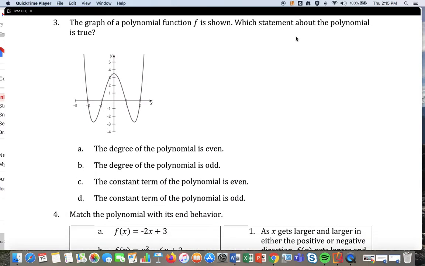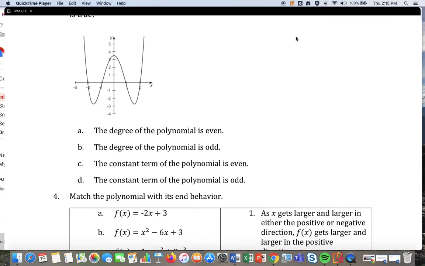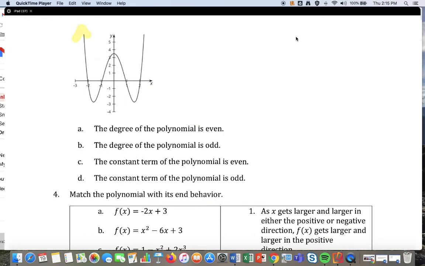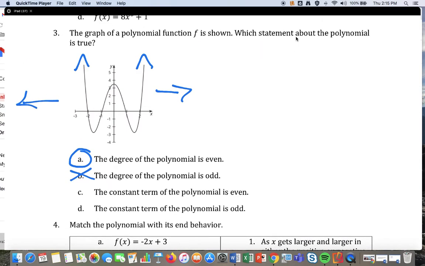Number 3, the graph of a polynomial function f is shown. Which statement about the polynomial is true? So it looks like we've got end behavior acting the same on both sides of the y-axis. In other words, as x gets large this way, f of x is going up, and as x gets large this way, our f of x or y term is going up also. So the polynomial degree is even. I would agree with that because both are going in the same direction, so that makes it not odd, obviously.